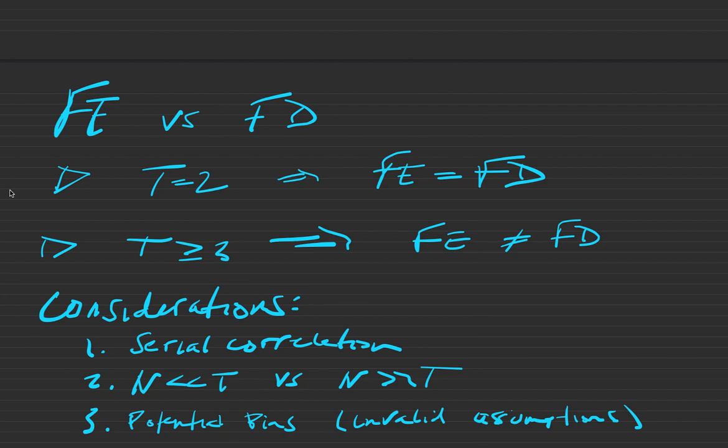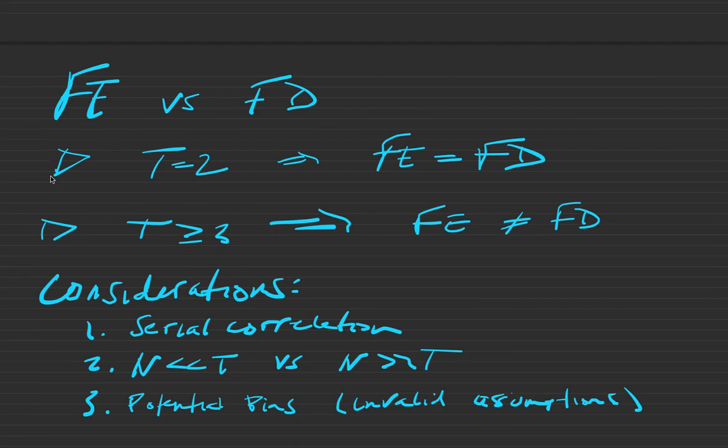And the difference comes down to the assumptions required. The main difference comes down to the assumptions required for the efficiency of the estimators. However, there are other considerations. So we're first going to look at serial correlation, but then we're also going to look at the relative size of the cross-sectional units to the number of time periods. And then we're going to think about potential bias. And this also comes down to whether our assumptions are valid. So let's first take a look at serial correlation.